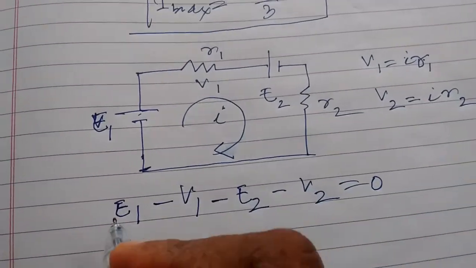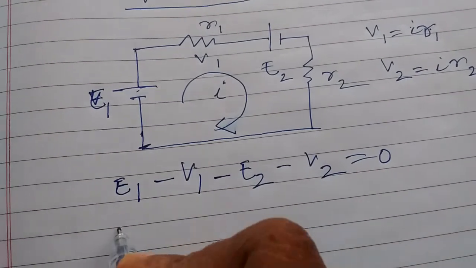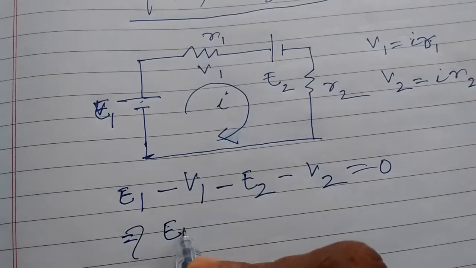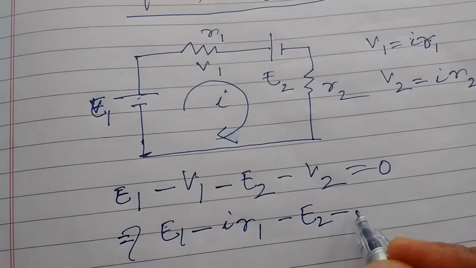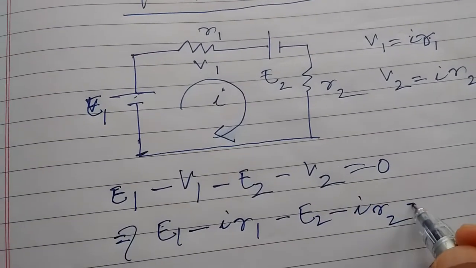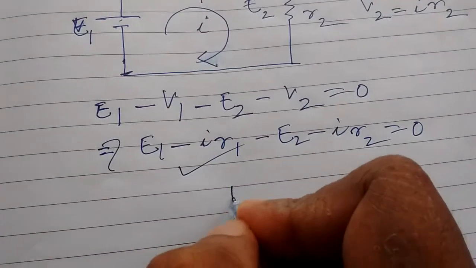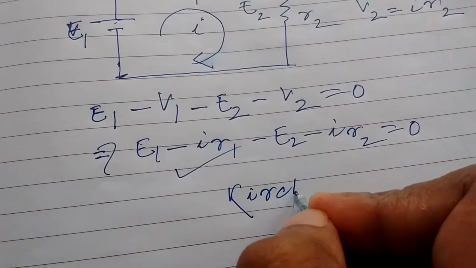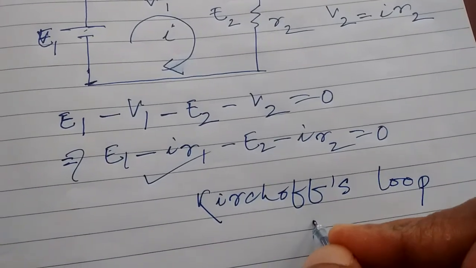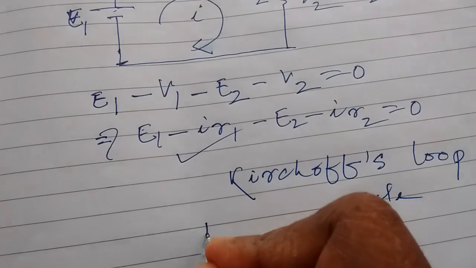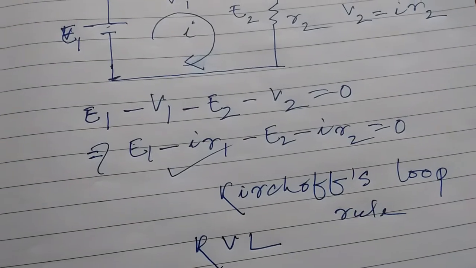This is all about the law statement. Sum of the potential changes across the circuit is equal to 0. You can also put E1 minus IR1 in place of V1, E2 minus IR2 in place of V2 equals to 0. This is called Kirchhoff's loop rule. Okay, it is also called Kirchhoff's voltage law. Kirchhoff's voltage law. Okay.